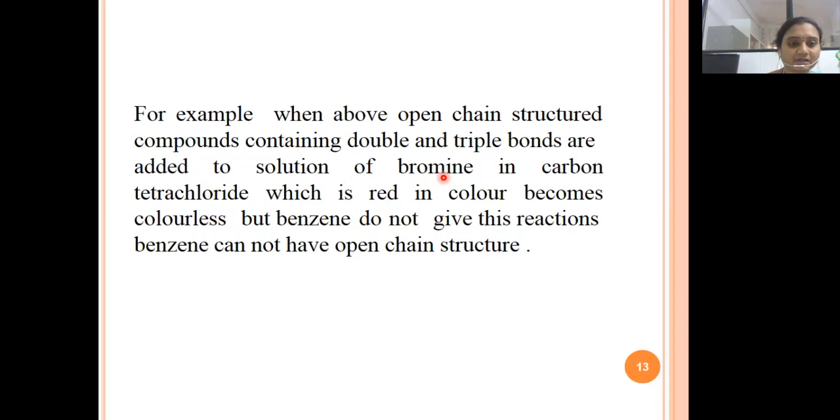Another reason is the loss of its aromaticity. When an addition reaction occurs on benzene, it loses its aromaticity. So it is also one of the criteria.